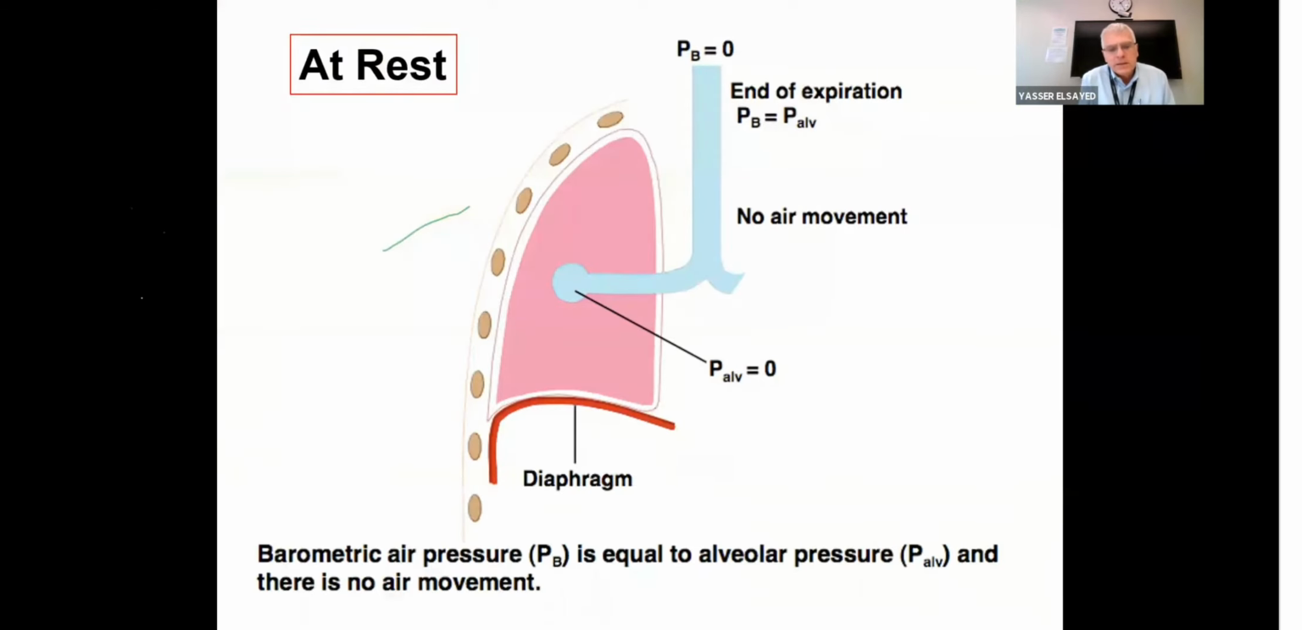Okay, so let's review in a simple way the different stages of inspiration and expiration. At rest, we have an alveolar pressure that equals atmospheric pressure, so 0 and 0. There's no air movement, there's no difference in pressure, therefore nothing moves in and out. Okay, so that's the beginning of at rest.